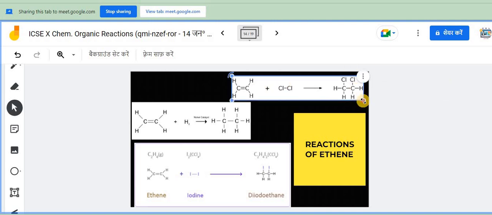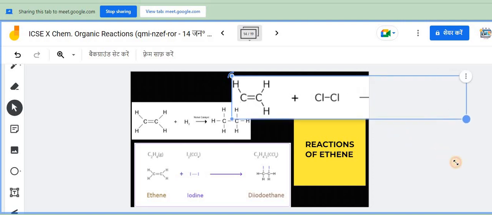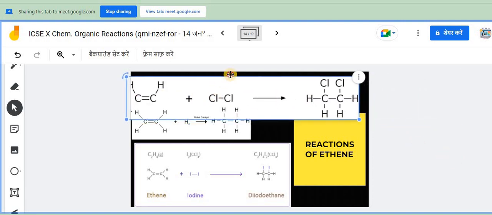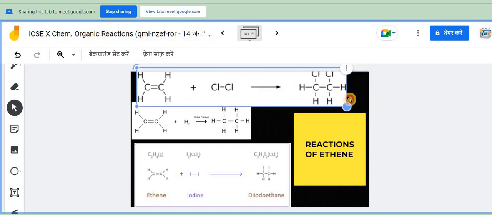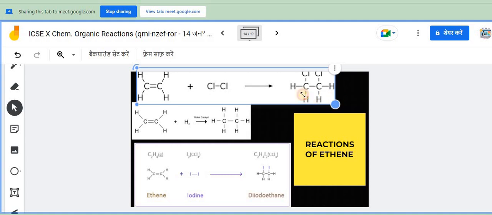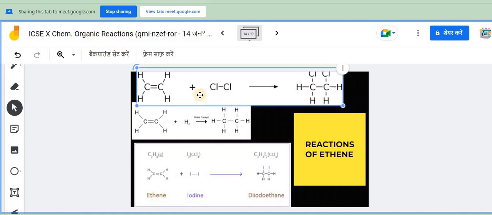If I enlarge this reaction, you can see here what the reaction is. Please see what you can see here. Chlorine is added here. Earlier carbon was connected with 2 hydrogen with double bond. Now single bond came, chlorine added, nothing else. So double bond changes to single. This type of reactions are addition reactions. Is it clear? Can you tell me the name of this product after chlorine addition?